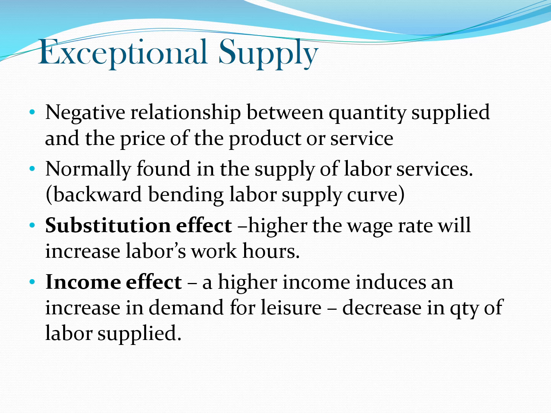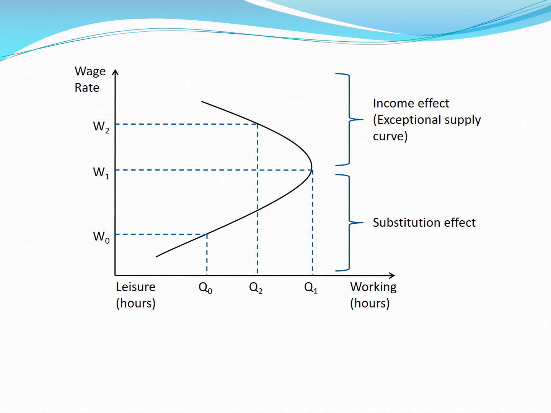Exceptional supply. This exceptional supply does not follow the law of supply. The law of supply says that when price increases, supply will increase. But here, if the price increases, quantity supplied drops. So this one is against the law of supply. For example, labor and the wage rate. From here to here, this region, it is a normal supply curve, positive between price and quantity. The price is the wage rate. The price for labor is the wage rate. The quantity of labor is in terms of working hours.